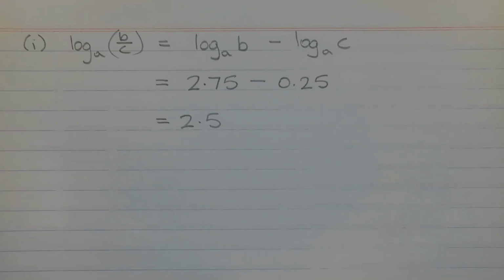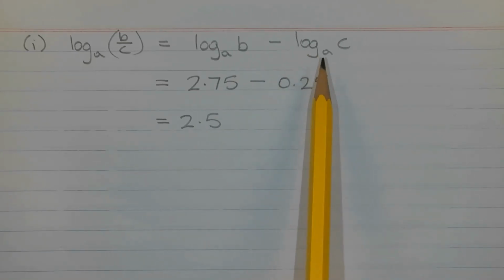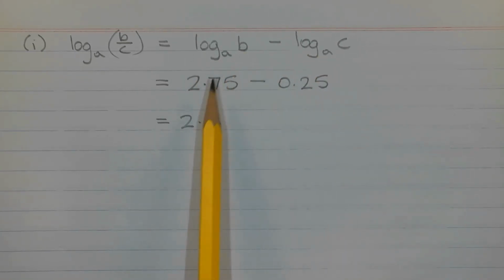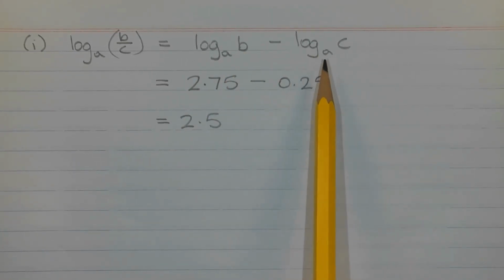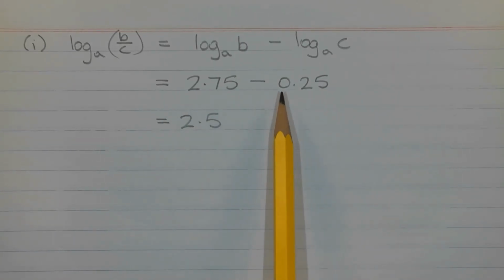Using the subtraction logarithm law, log base A of B over C is equal to log base A of B minus log base A of C. Now log base A of B is 2.75, log base A of C is 0.25, so 2.75 minus 0.25 is equal to 2.5.